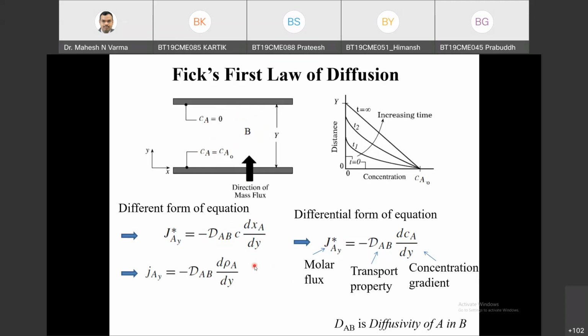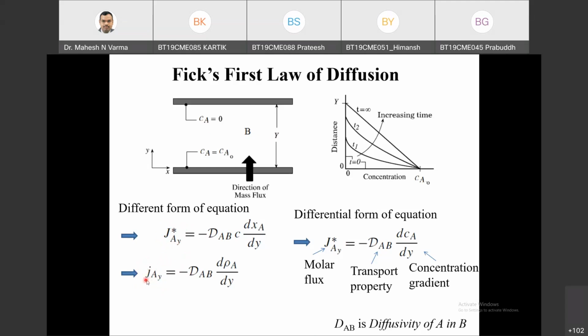Similarly I can write it in mass form also. You can see this is J star, small j. Small j is also a flux in mass transfer, but this is in mass form. A is a component, y is a direction. So what is the unit of this? This will be moles per meter square per second, say kilomole per meter square per second. And the mass form will be kg per meter square per second. So this will be mass transport discussed in mass form.